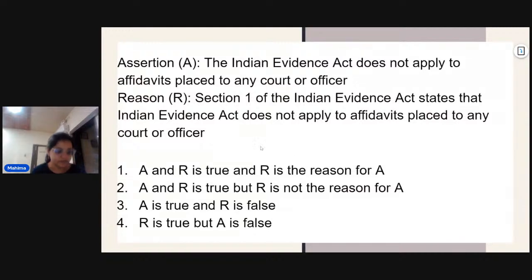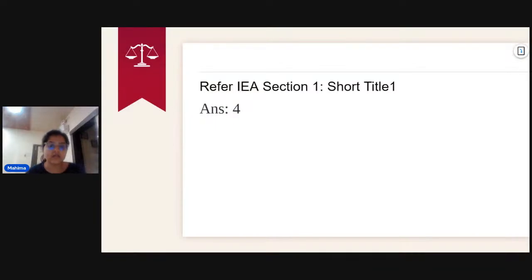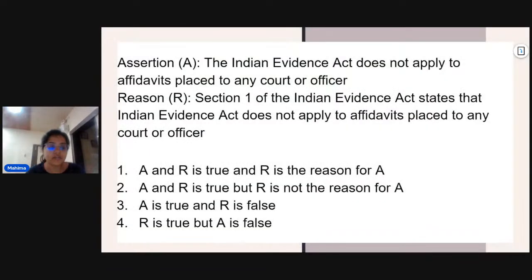Come on. Is it given under section 1? Okay. Is it given under section 1? Anonymous is also saying 1. Is it? The answer is R is true but A is false. Is it the Evidence Act does not apply to affidavit?